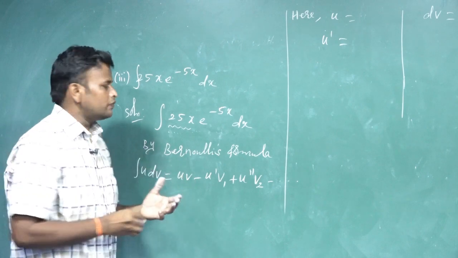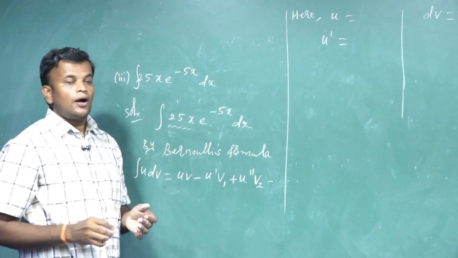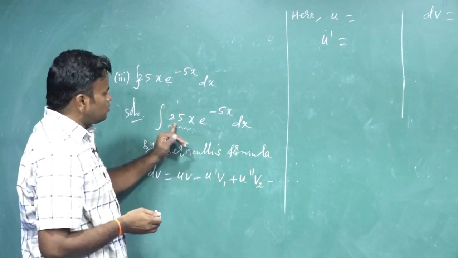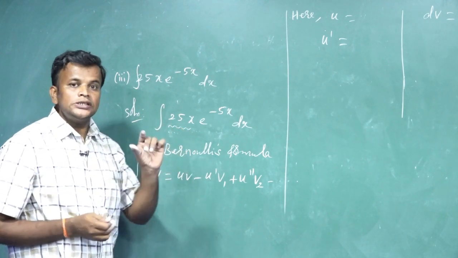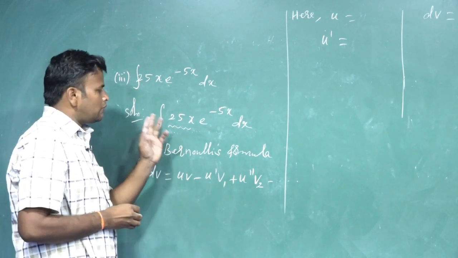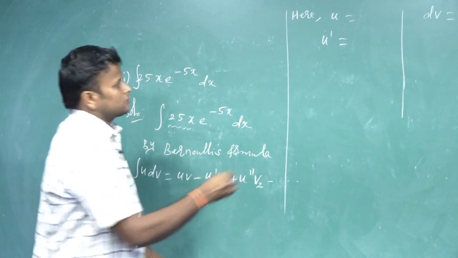So I will take the value of u with the constant. Or one way students do is to take 25 outside. This answer is also correct. Suppose you take outside 25, then what about u? Just x. But I will take the constant inside as it is. I will take the value of u as 25x.